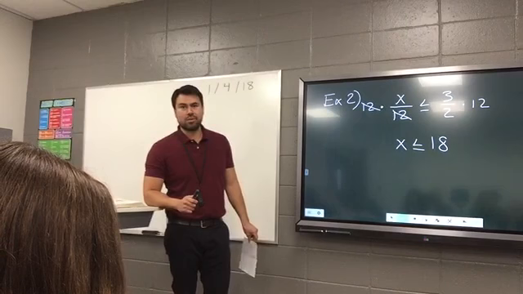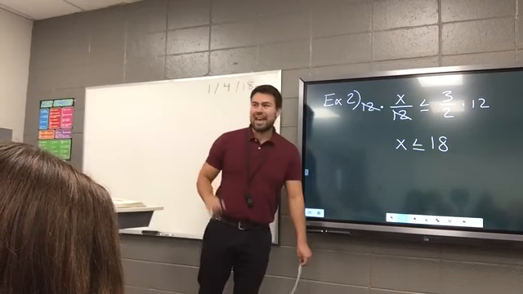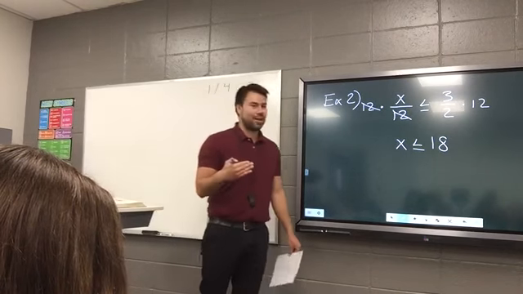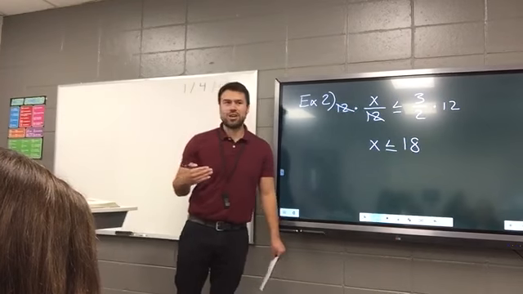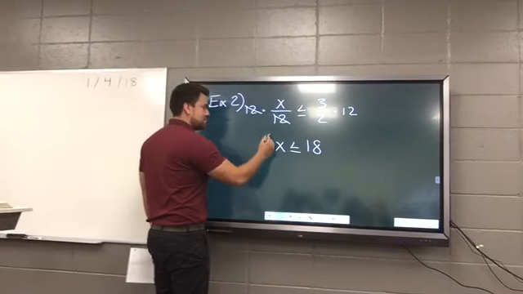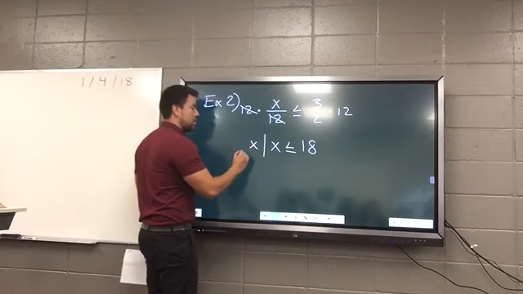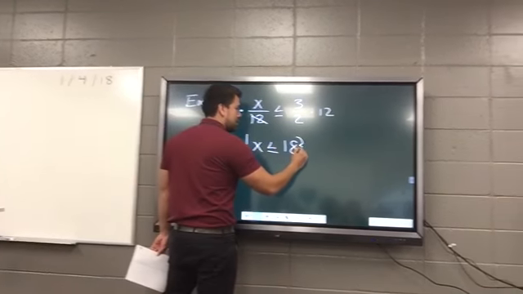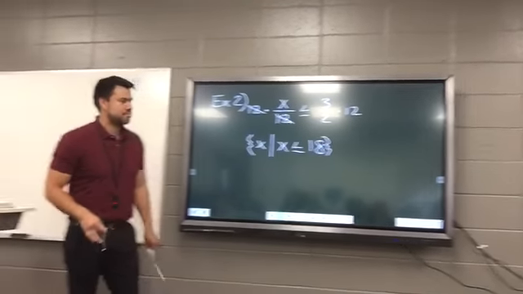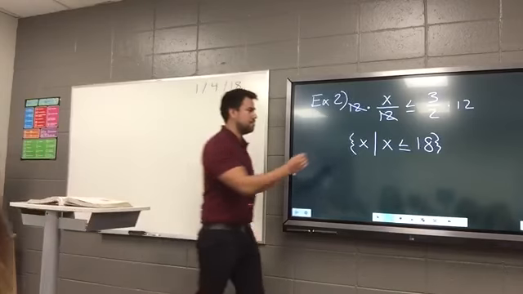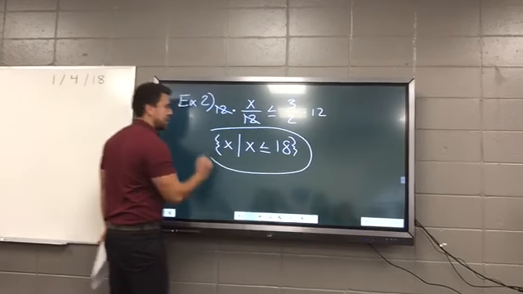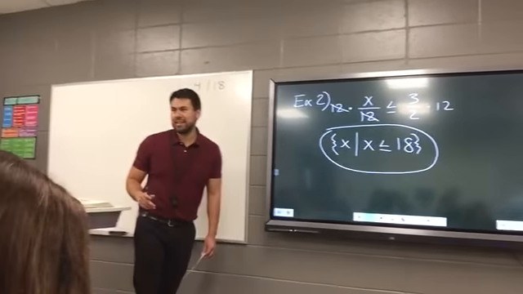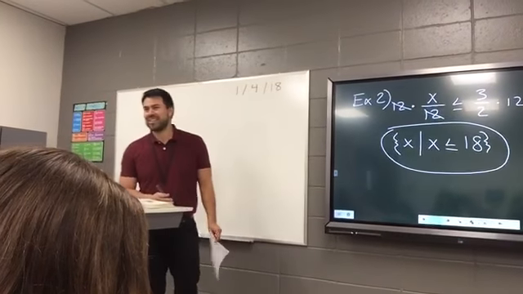So set builder. What do you have to add to this, which is really not that bad, I hope. Josh? X is any number such that x is less than or equal to 18. That is the correct answer.